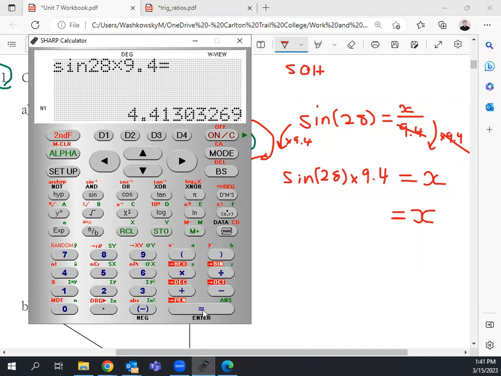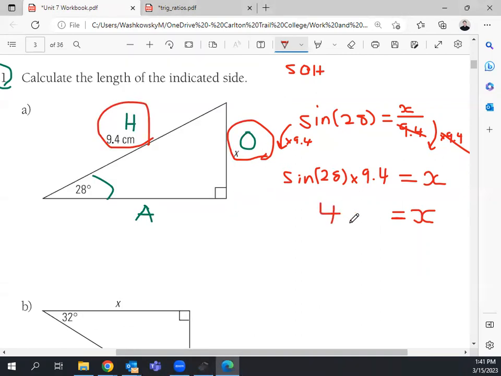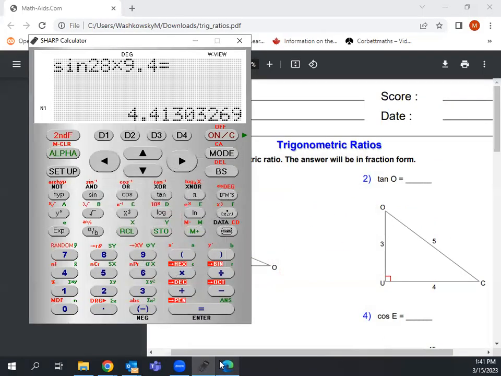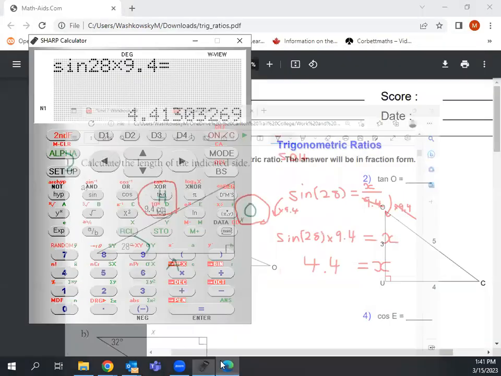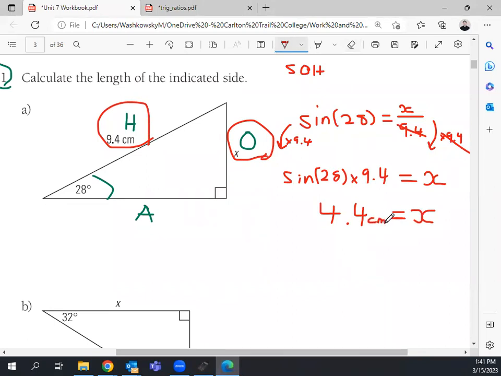So I take sine of 28 times 9.4 equals 4.41. Or you can even just put 0.4. As long as it's not a whole number, you're good.